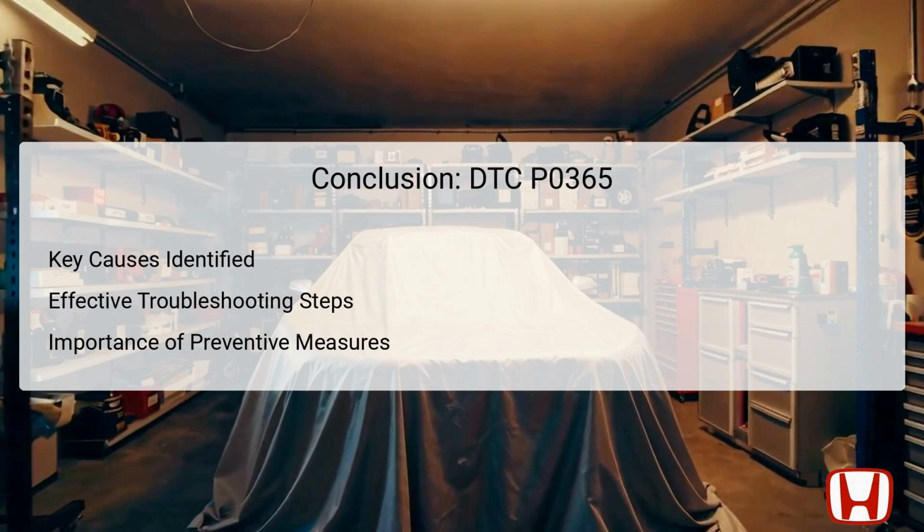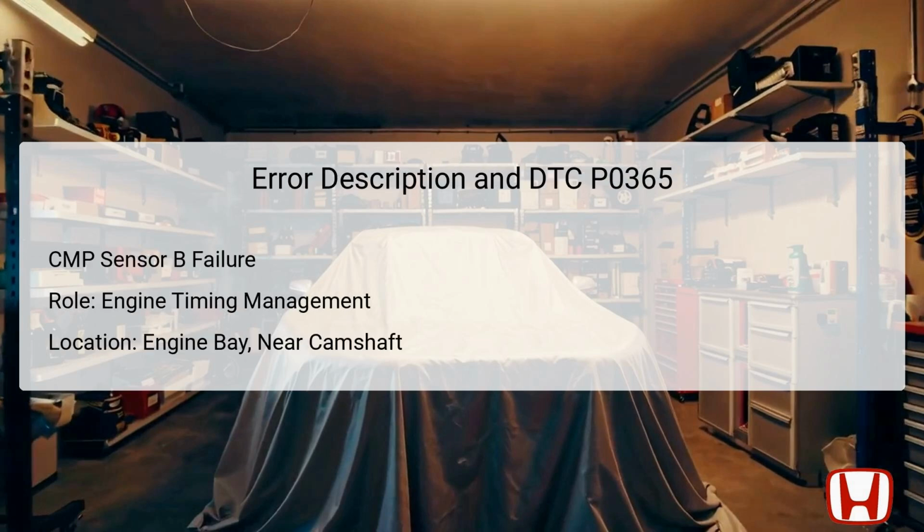The DTC P0365 indicates a failure in the CMP sensor B circuit, which is essential for the engine control module, ECM, to properly synchronize engine functions. This sensor provides critical data about the camshaft's position to the engine control module, allowing for appropriate adjustments to fuel injection and ignition timing. A malfunction in this area can lead to poor engine performance, impacting acceleration and efficiency.